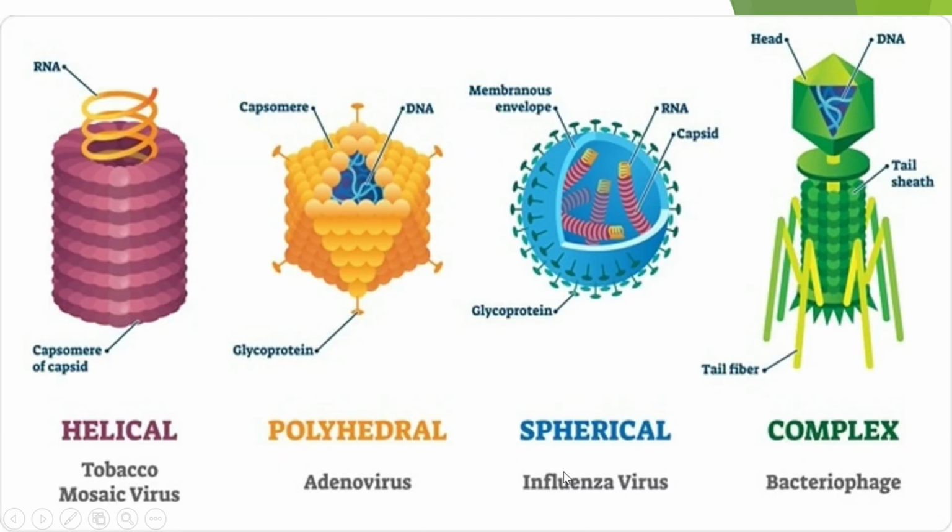Coming to the structure of viruses, the first one is the helical structure. An example of a helical structured virus is tobacco mosaic virus. A helical structure virus consists of RNA. Coming to the polyhedral virus, an example is adenovirus. Spherical, an example is influenza virus. And the complex one is the bacteriophage.